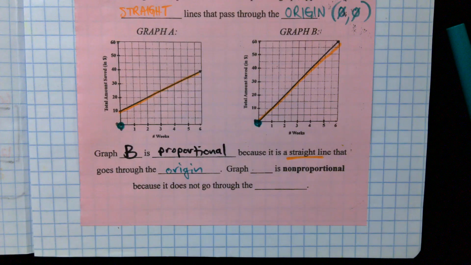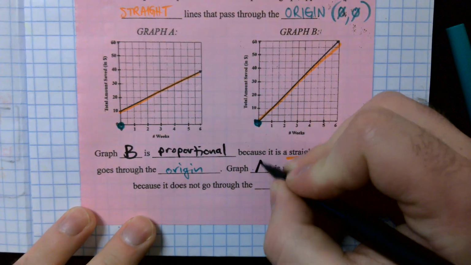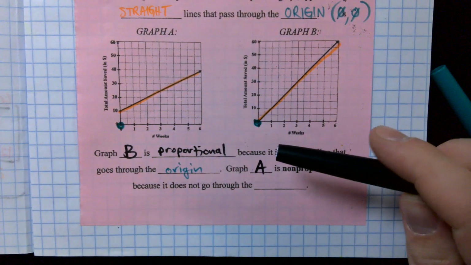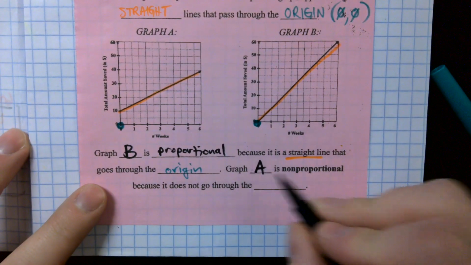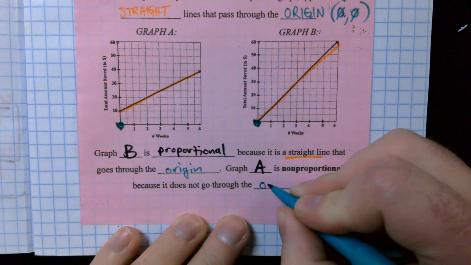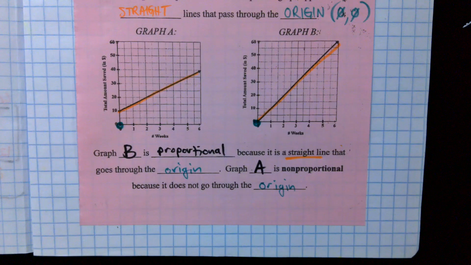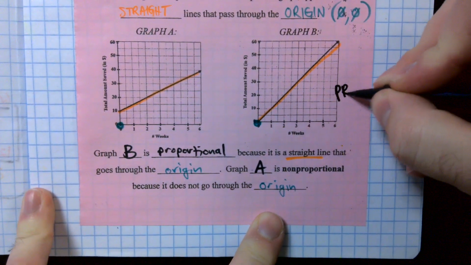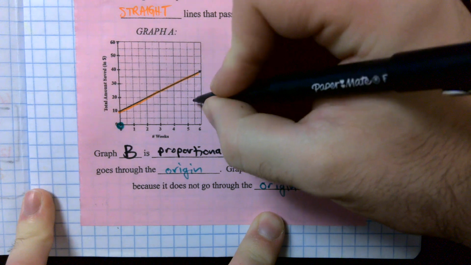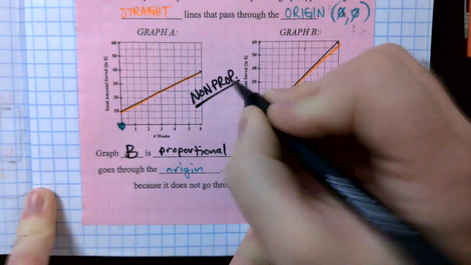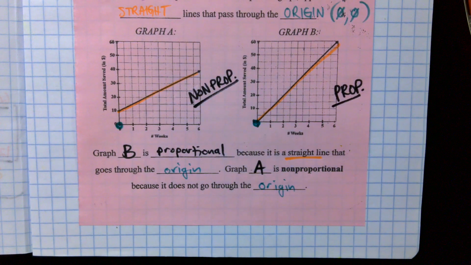If graph B is proportional, what can I call graph A? Non-proportional. We're not going to worry too much about that yet. That'll be next week. But graph A is non-proportional because even though it's straight, it does not go through the origin. So on graph B, I want you to write prop, graph A, non-prop. Just like that.